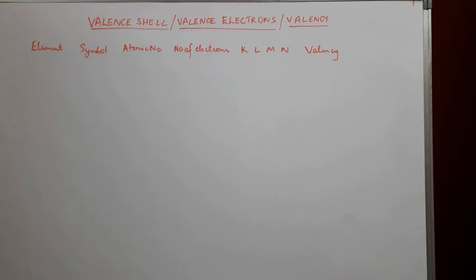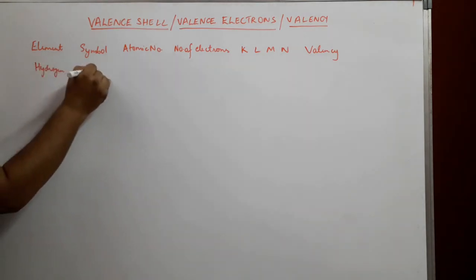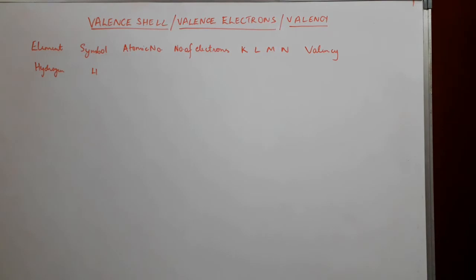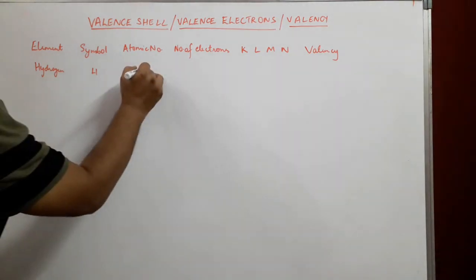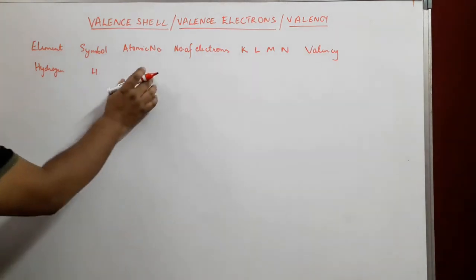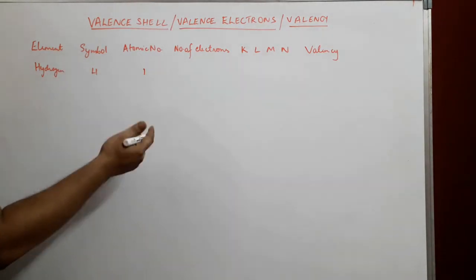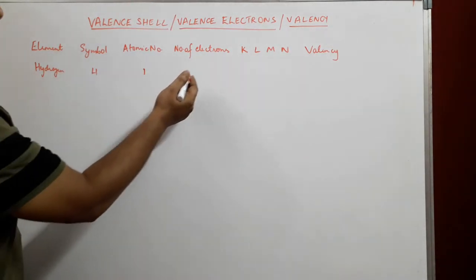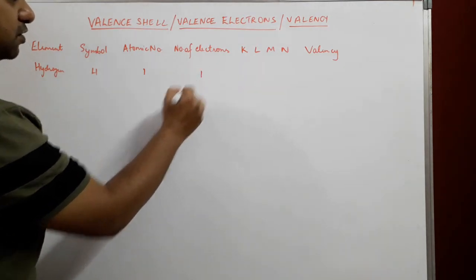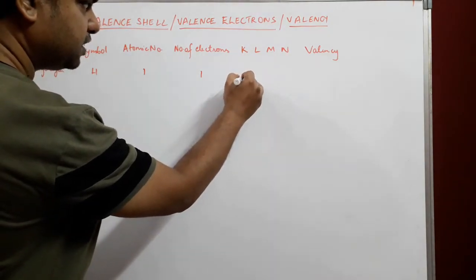So the first element is hydrogen, and the symbol for hydrogen is H. The atomic number of hydrogen is 1. Atomic number is tied up with electrons, so atomic number tells you how many electrons there are. If the atomic number is just 1, that means the number of electrons has got to be just 1. That means it will fill up just the first shell, that is, it will be in the K shell.